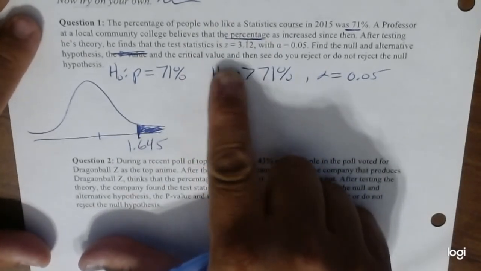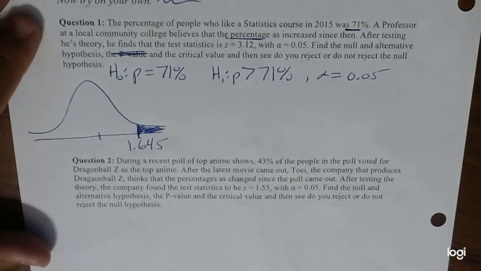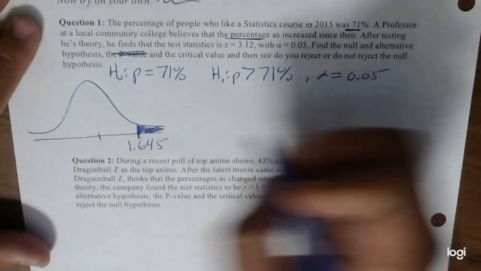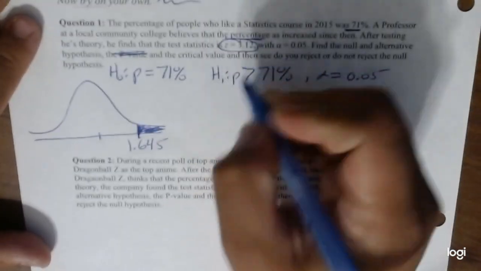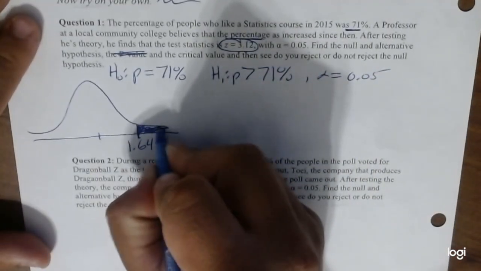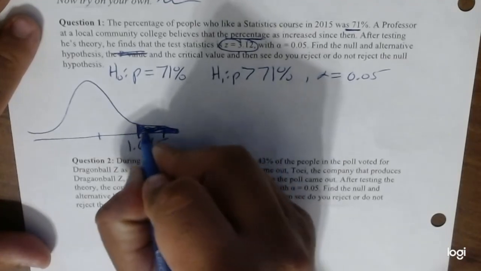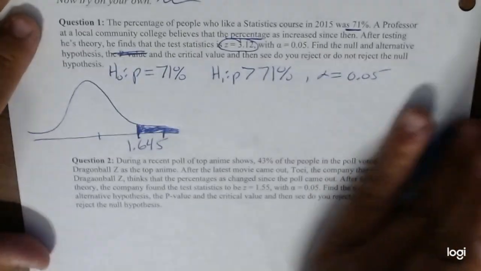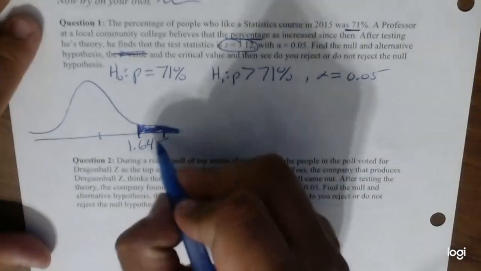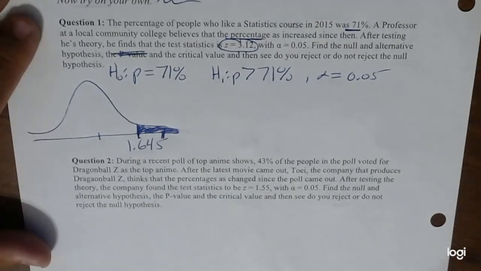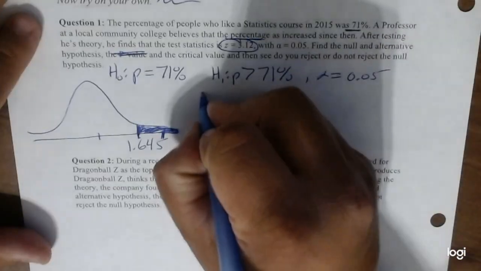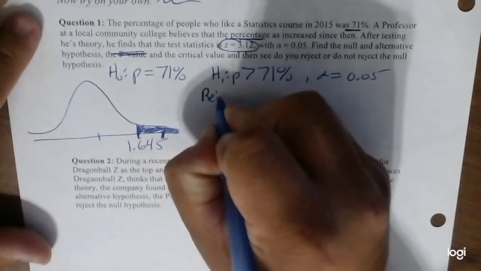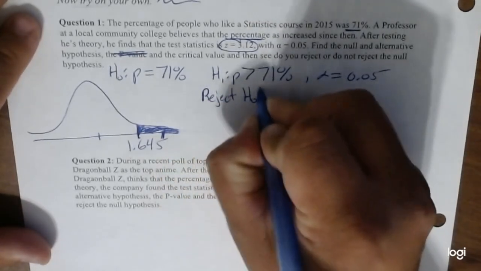And then finally it asks us, do we reject or do not reject the null hypothesis? Well, let's see. Our test stat given to us right here is 3 point something, which is way over here. Remember, this goes on for infinity, so we're shading everything to the right of this value. So 3 is way out here. Technically it's yes, in the region. So therefore we reject H naught.